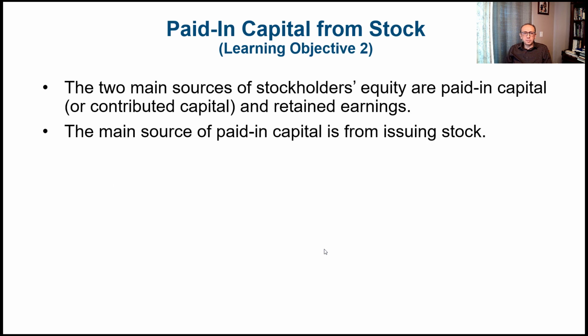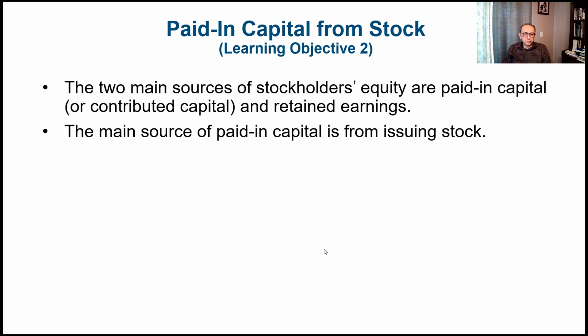Now let's talk about something called the paid-in capital, or the paid-in capital from stock. When a corporation is issued, there are two main sources of stockholders' equity: the paid-in capital, which we refer to as the contributed capital, and the retained earnings. Contributed capital is what the shareholders bring to the corporation. That's what they invest in the corporation. Retained earnings, as we all know, is the amount of earnings or net income that has been retained in the business, that's been kept in the business.